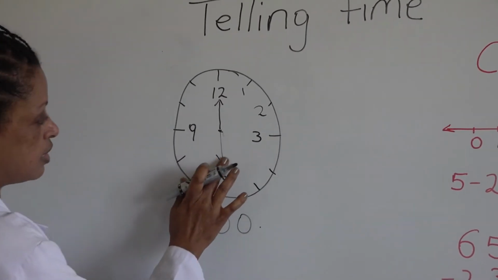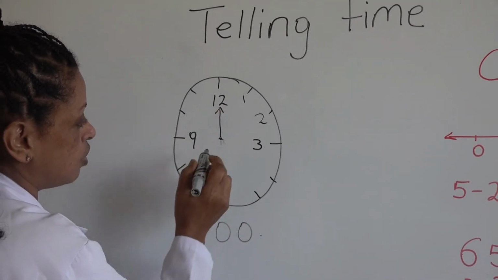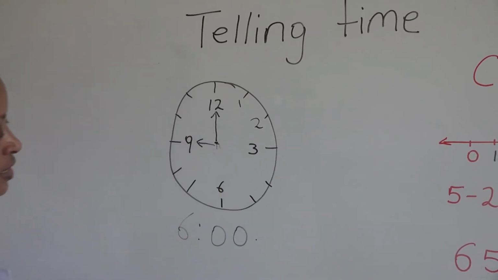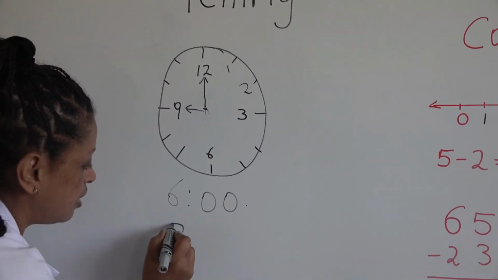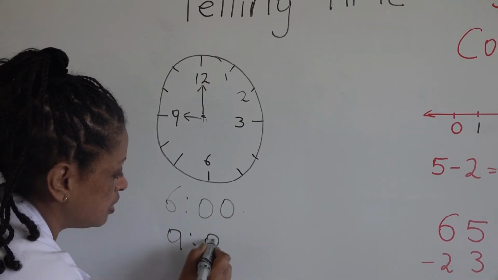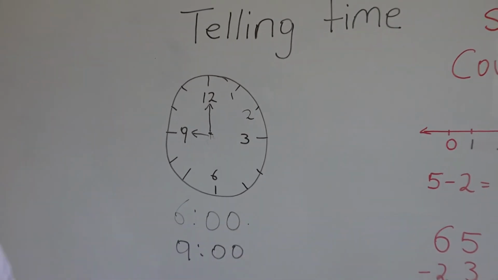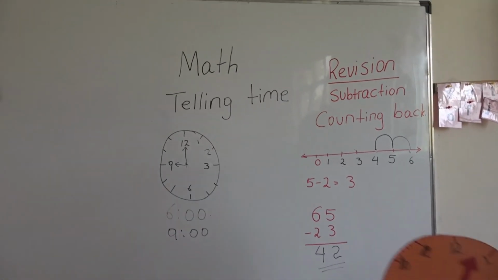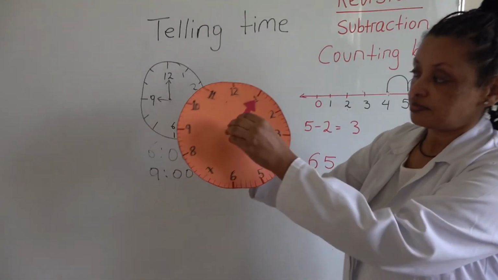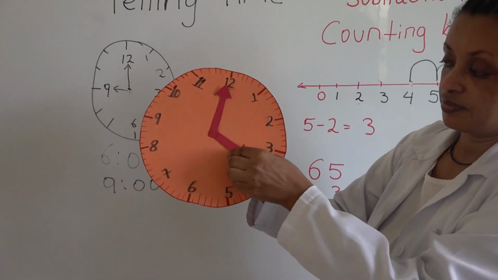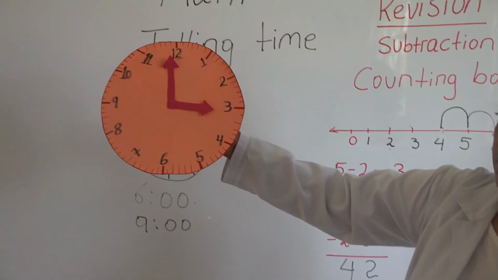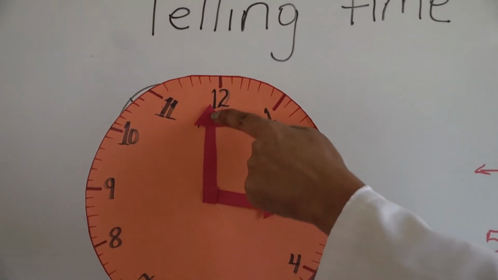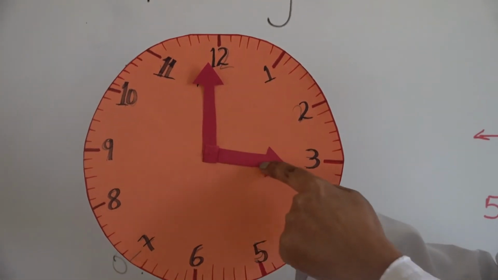This is the short one. And the long one is on 12, and the short one is on 9. Now it is 9 o'clock. Let me show you with a sample. I have a sample paper, and then I'll show you how we're going to do it. Look here. Let's say this is a clock, and then here it is the long hand, and this one is the short one.